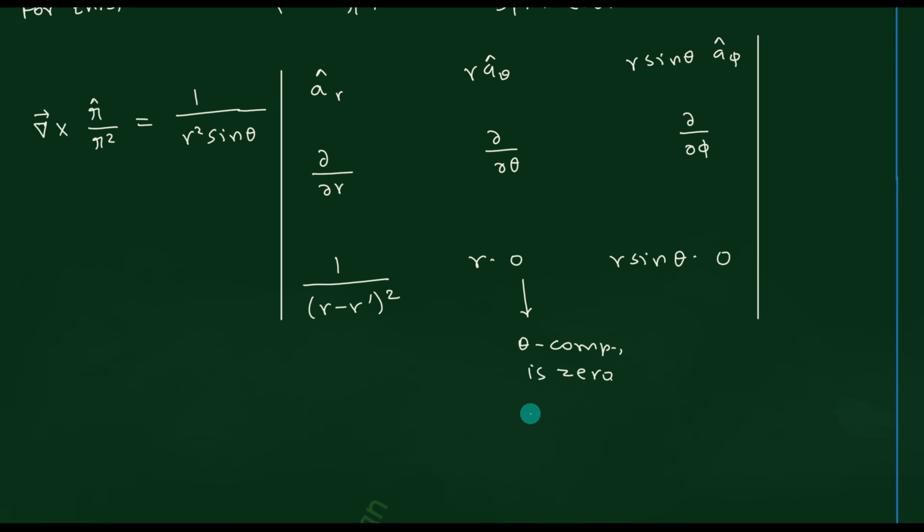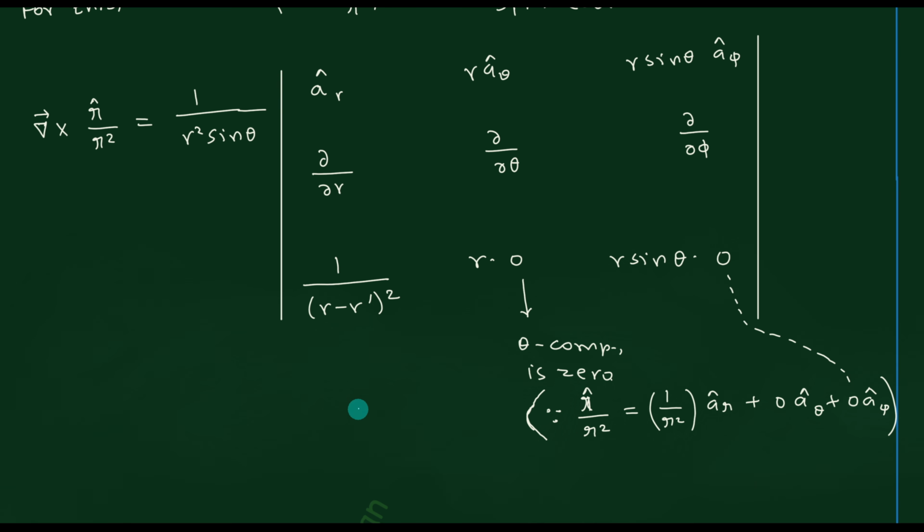How is it visible? You can see that r cap divided by r square is nothing but 1 by r square as the radial component, and 0 for the theta and 0 for the phi component. That is the reason we have written it like that. Because of the several zeros there, our evaluation of the determinant is quite simple, and ultimately we get 0. You can expand this and see that the result is 0. So I would like to write the result now.